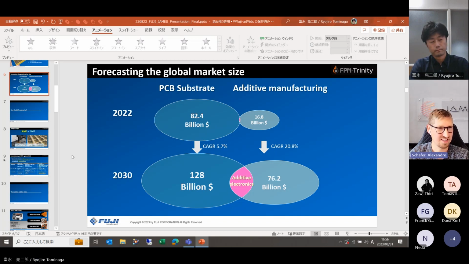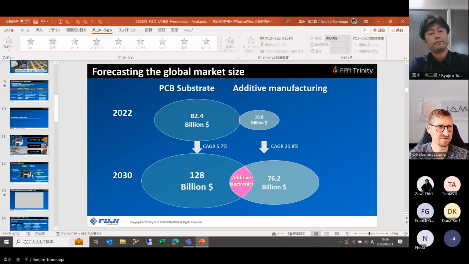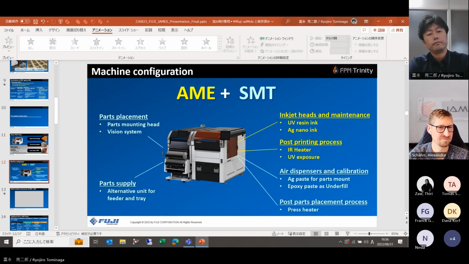Okay, thanks. Another question from Tim: is the pick and place using tape reels or a tray for the parts? Both we can use. For the parts supply, we can choose either feeder or tray, so we can exchange this unit. Okay, good.